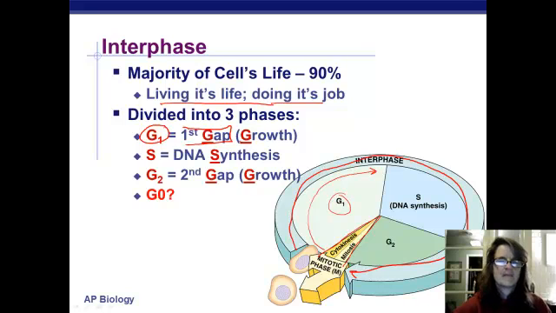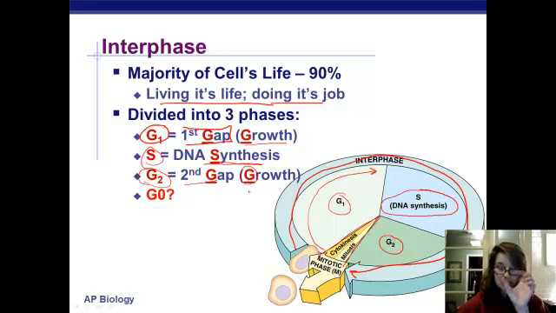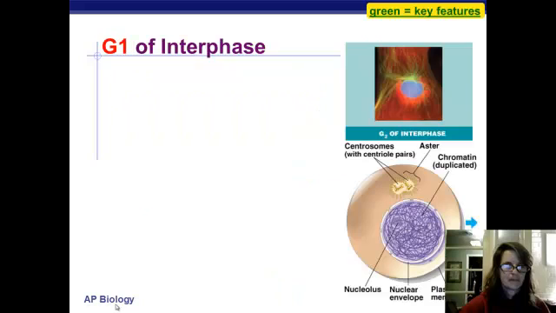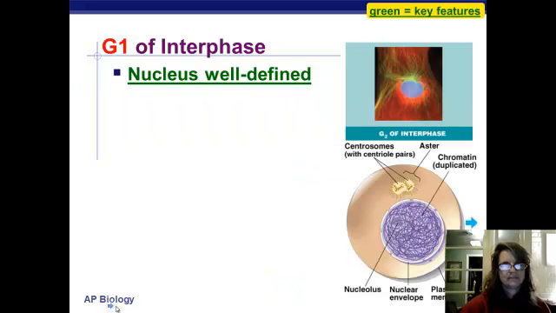G1. We can think of it as growth because that's largely what's happening. S, which is here, is called S because of DNA synthesis, creation of DNA happening there. We'll talk about that in a minute. And then the third slice of that pie is G2, second gap. We can also think of that as more growth. The cell's just getting a little bigger. And then there's something called G0, which is not shown here, but I'll show you where that might play in as well. Okay, so G1.